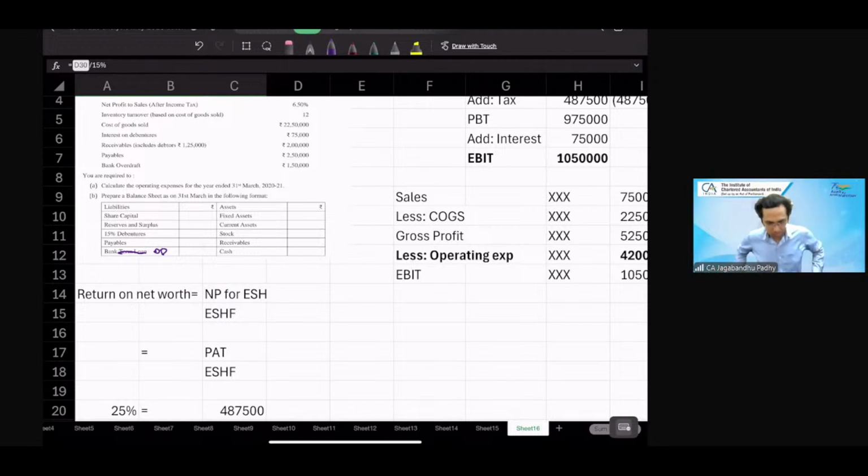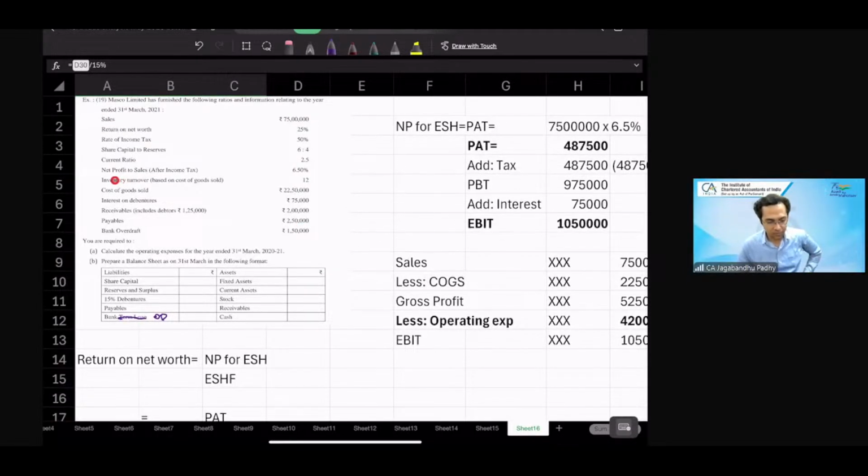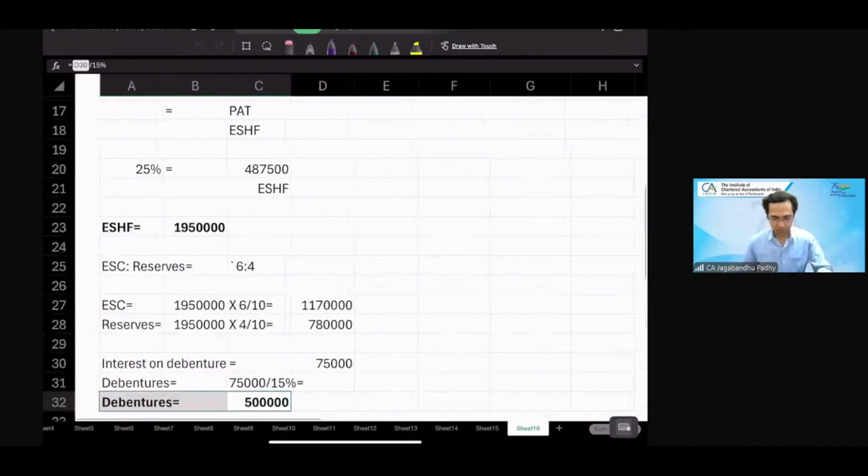Yes, sir. Now coming to the asset side. Even on the asset side, receivables of 2 lakh is already taken care of. We need to look at the stock and other aspects. So for that, we'll have to take help of the current ratio and inventory turnover. Let's use the inventory turnover now.